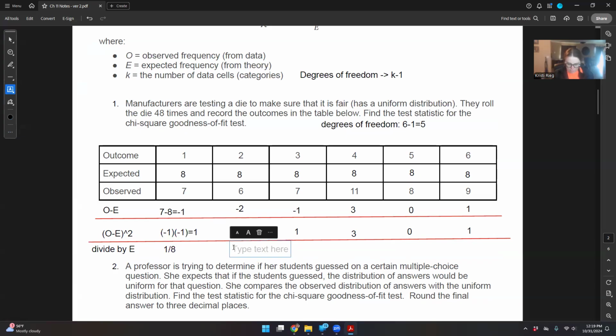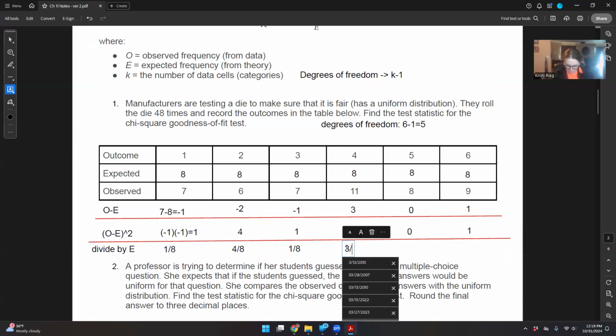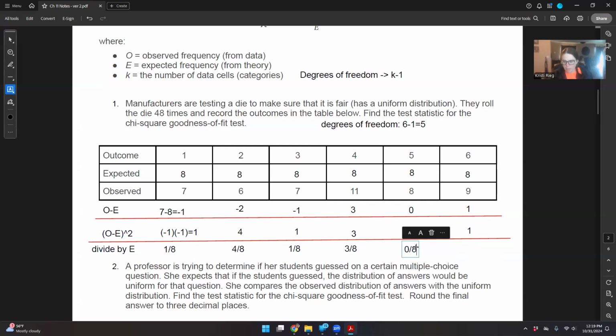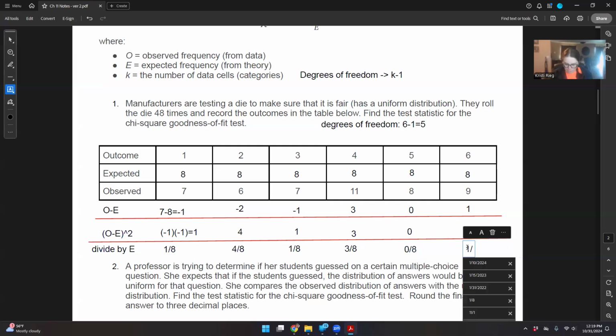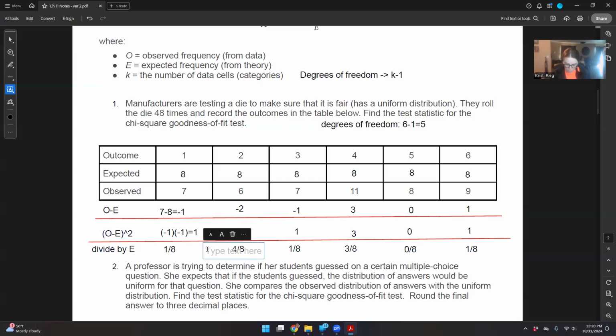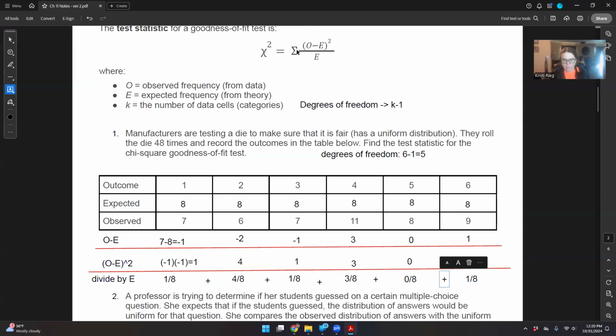So then we have 4 divided by 8. I'm just writing them out. I don't really care what each individual fraction equals as a decimal. I can get to that at the end. So I'm just writing each number divided by 8, 1 divided by 8. And the last step would be to add everything. That's what the sigma means.